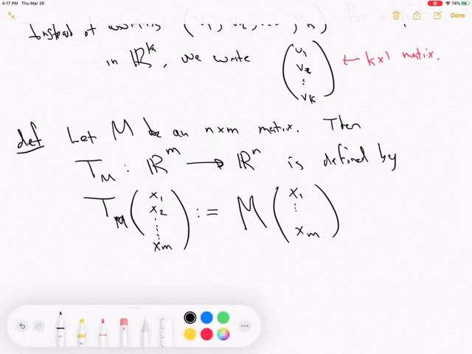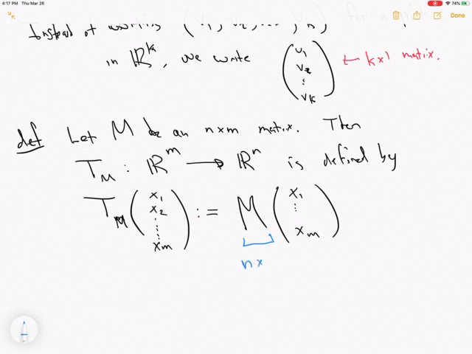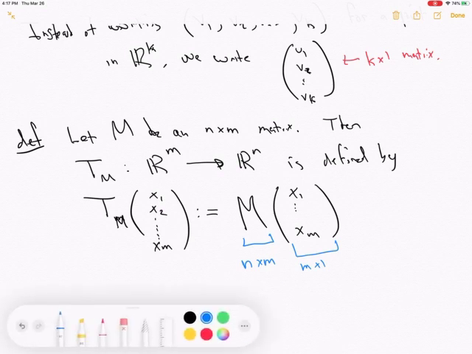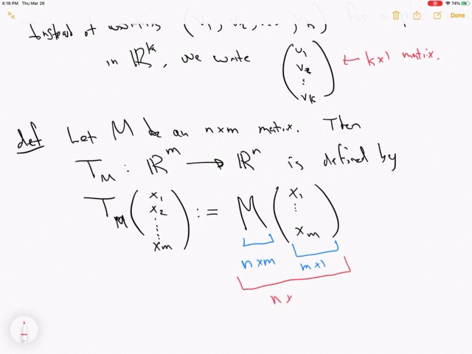And of course, what's going on here? Well, by assumption, this matrix is n by m, and by assumption, this matrix is m by 1. So when we multiply this, the resulting thing, so the actual thing that this is equal to, so this whole thing is actually n by 1. So in particular, therefore this whole thing is a point in Rn. So that's how the function is defined.